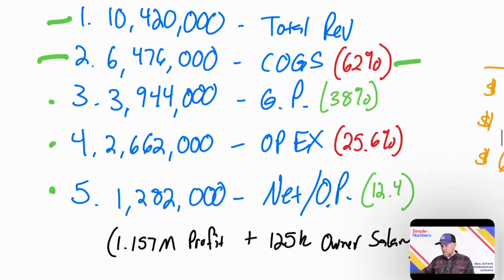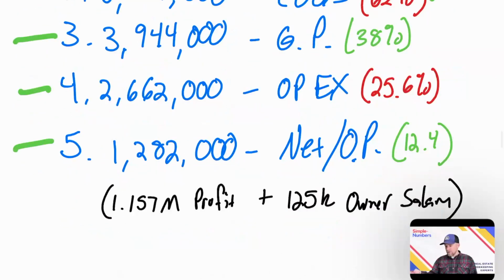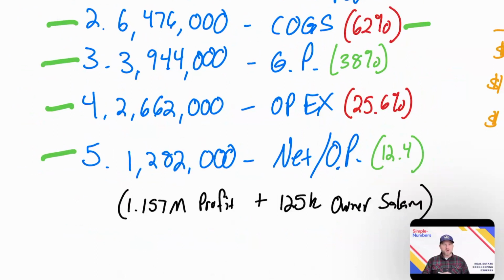And so in this example, this team did 10.4 million in total revenue. Second section that I outlined above was the cost of goods sold. That's 6.4 million. And then they were left with 3.9 million of gross profit. So they started with 10.4, paid out broker and agents a total of 6.4. We're left with about 4. Then number 4, they spent 2.6 on stuff to run the business. And that leaves them with number 5, net profit and owner pay, which in this example is 12.4%.